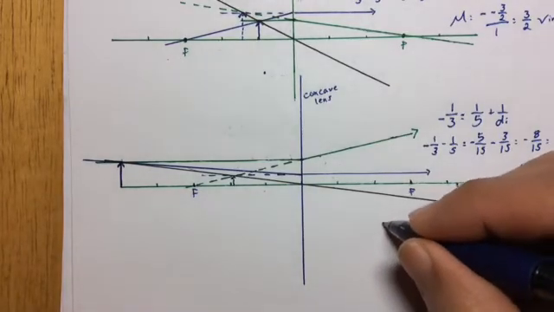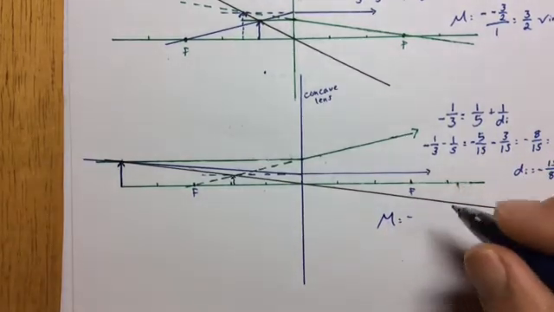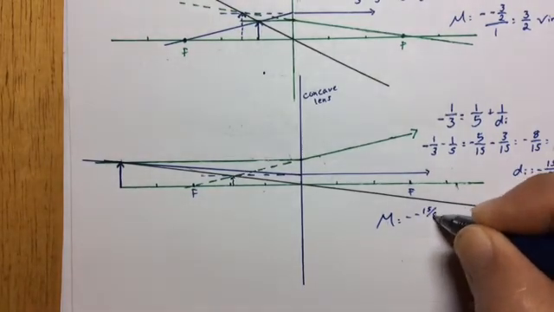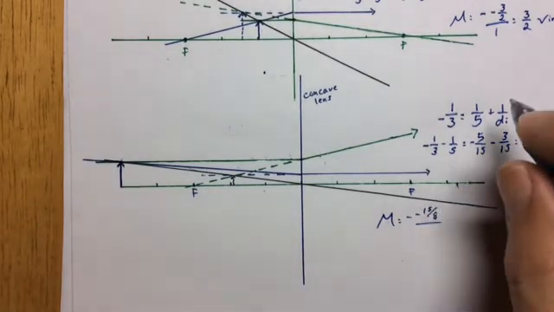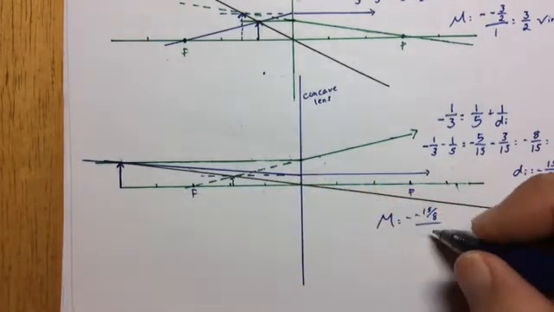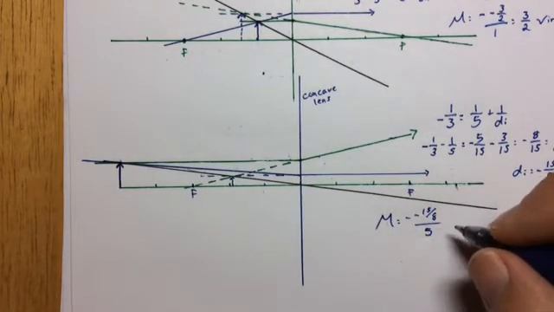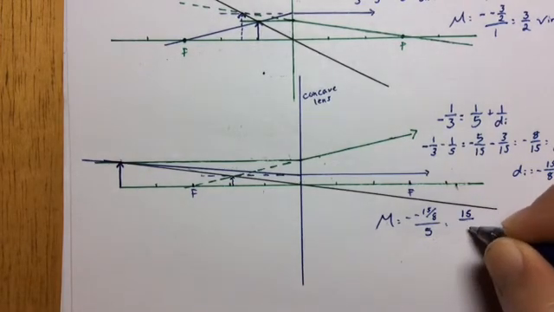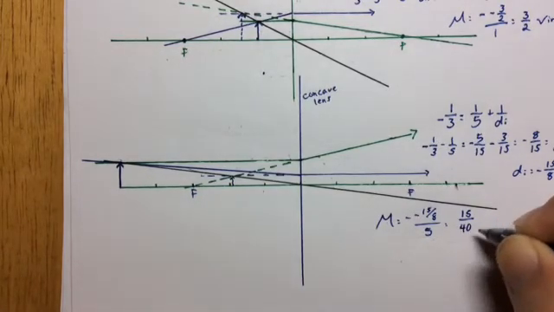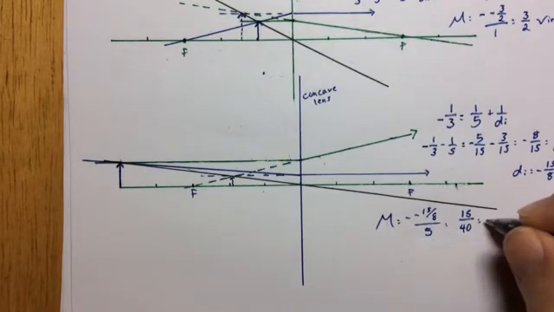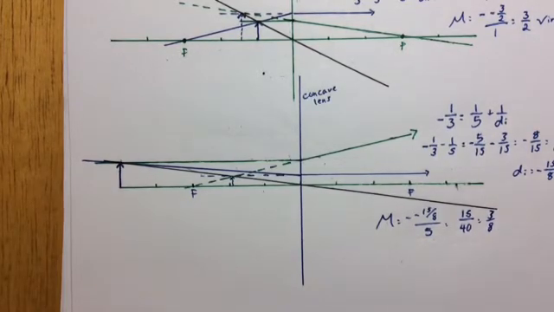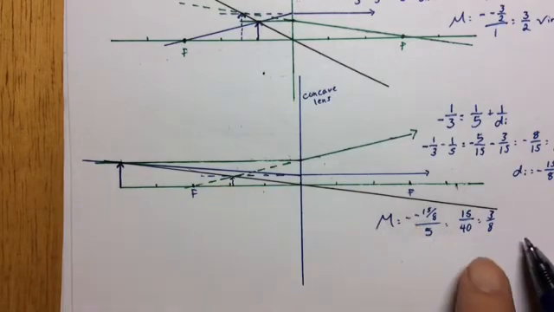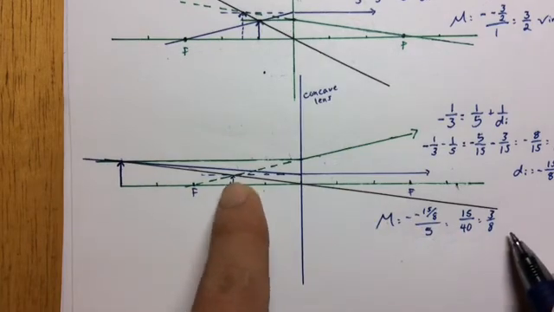Do our magnification, very last step. Magnification is negative di, negative 15 over 8, over do, which was going to be, what again, 5? 1, 2, 3, 4, yep. And so let's see, the negatives cancel out. I've got 15 divided by 8 times 5, so 40. Can we reduce that at all? Let's see, divided by 5, that's going to be 3/8. Yeah, look at that. Upright, checked out. Less than half the size, yeah, checked out.